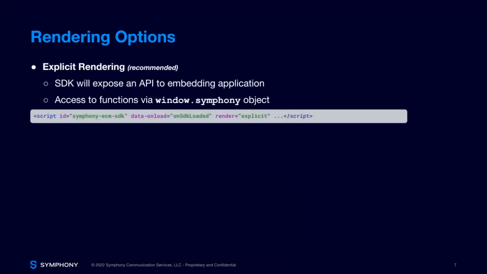Of course, so let's take a look at the different ECP rendering options. So the recommended approach is to use explicit rendering. This gives developers fine-grained control over ECP. The SDK will then expose an API to embedding applications to use. You can access the various functions of the SDK using the windows.symphony object.